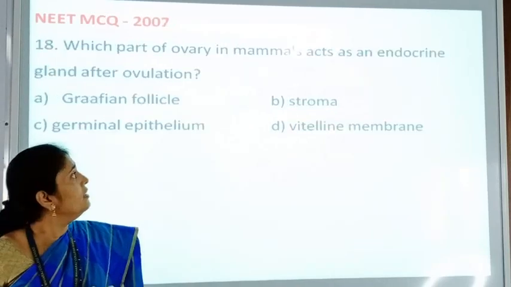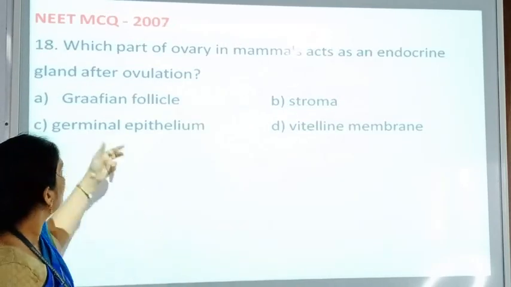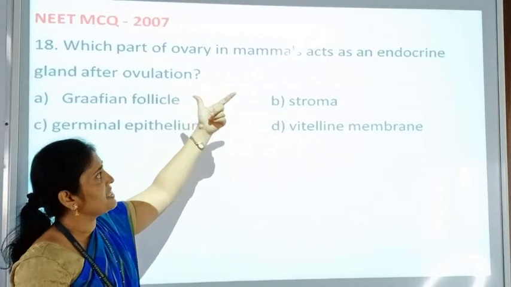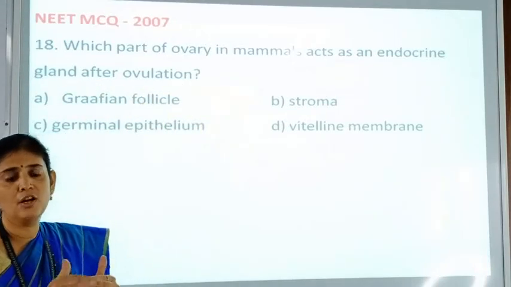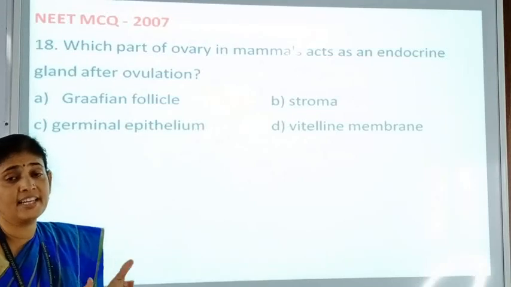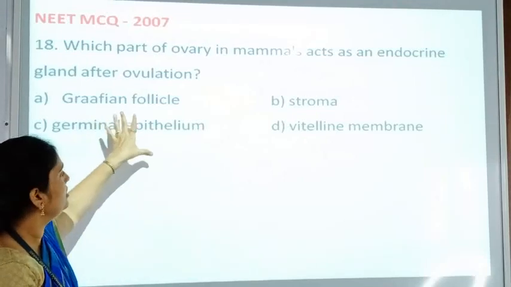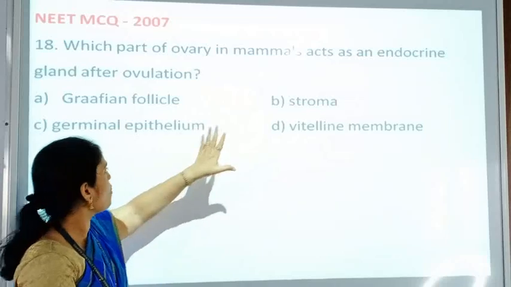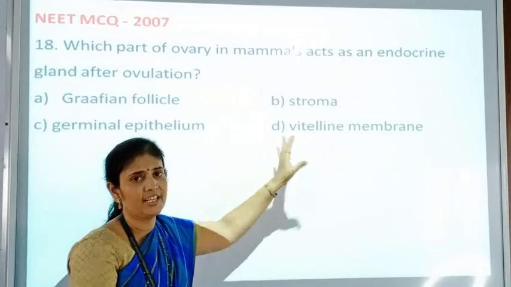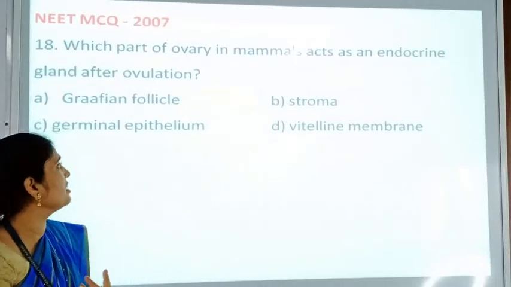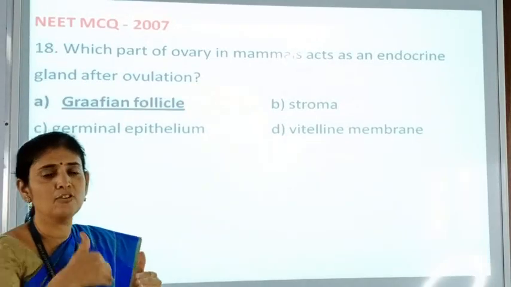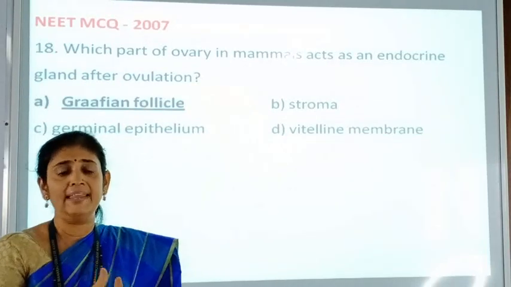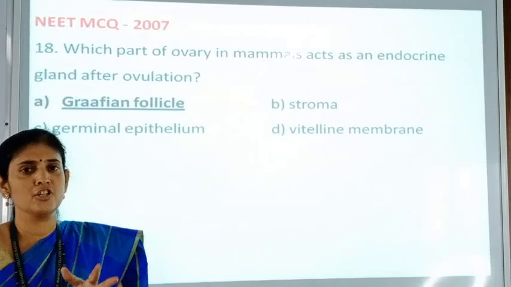Okay, next question: which part of the ovary in mammals acts as an endocrine gland after ovulation? After ovulation, which part is acting as an endocrine part? Here the options are Graafian follicle, stroma, germinal epithelium and theca interna. What is the answer here? Graafian follicle, because the Graafian follicle is converted into corpus luteum and that corpus luteum is secreting progesterone.